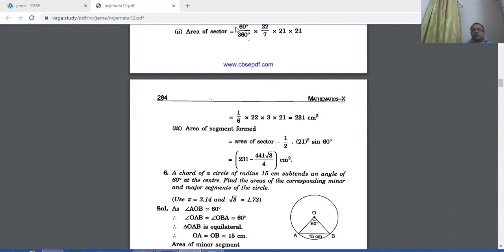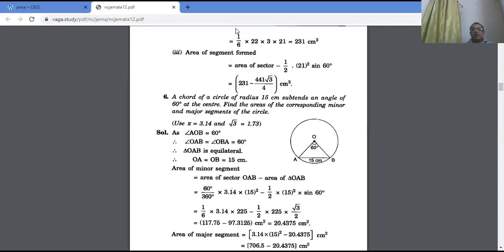Then we have question number 6, a chord of a circle. The radius of the circle is given 15 centimeters, subtending an angle of 60 degrees at the center. Find the area of the corresponding minor and major segment. So minor segment and major segment.